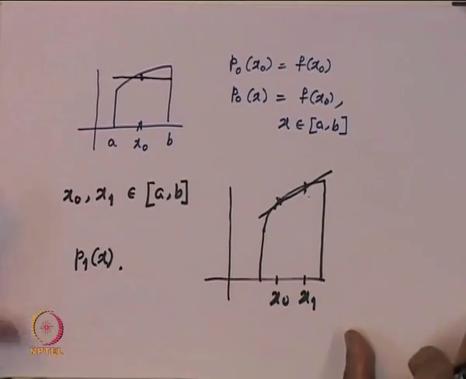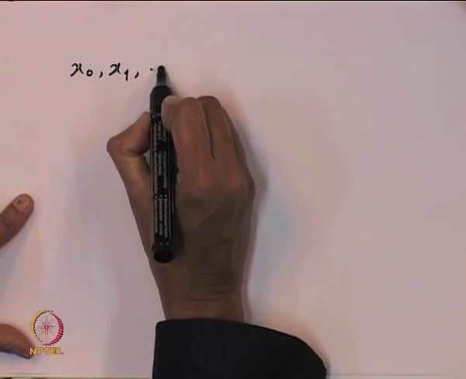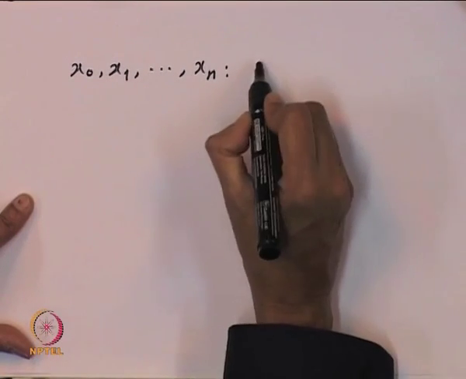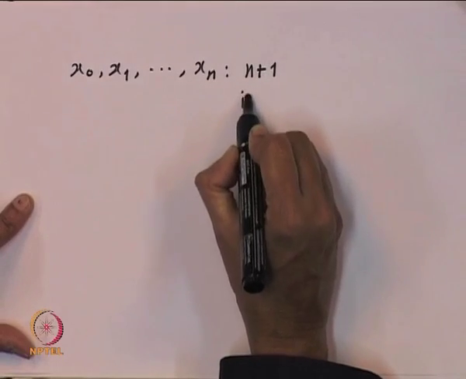Now, let us look at the general case. Here we will have n plus 1 distinct points and then we will be fitting a polynomial of degree less than or equal to n, which agrees with our function f at these n plus 1 points. So, for that we will construct what are known as Lagrange polynomials, and in terms of these Lagrange polynomials we will be writing our polynomial p n. So, if you have x 0, x 1, x n, these are our n plus 1 interpolation points.